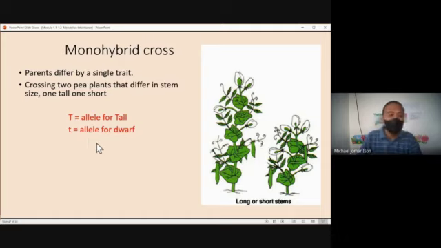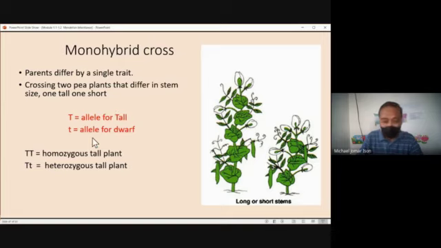And of course, you're very familiar that there will be three possible combinations here. The first will be big T, big T, homozygous dominant, so this will be a tall plant, a homozygous tall plant. And then you have your heterozygous condition, wherein it's the big T and small t. Since the big T is the dominant, this will also be a tall plant. And of course, you already know that the homozygous recessive, the small t and the small t, will be a dwarf plant.